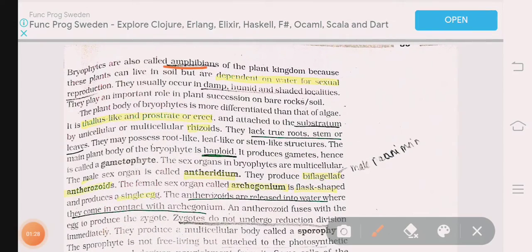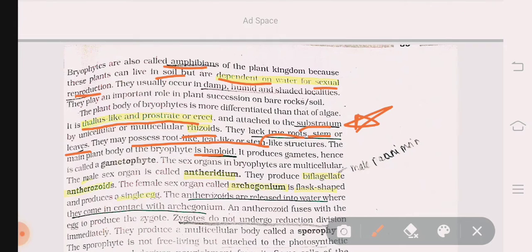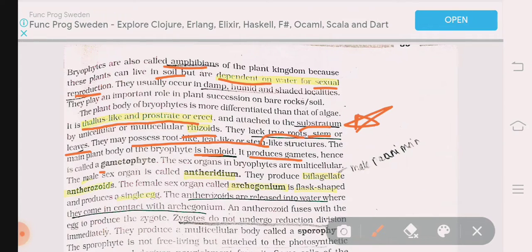So bryophytes are kind of amphibians because they can live in soil, but they are dependent on water for sexual reproduction. We'll see later on how they are dependent on water. Basically, they are thallus-like, prostrate or erect, and they are attached to the substratum by the rhizoids. This is a very important point. They lack true roots, stems and leaves, and they possess root-like, leaf-like or stem-like structures, and their main body is haploid. It produces gametes, called the gametophyte.